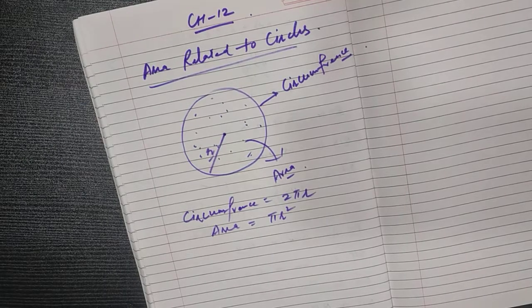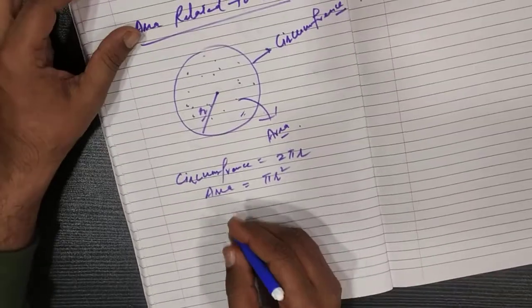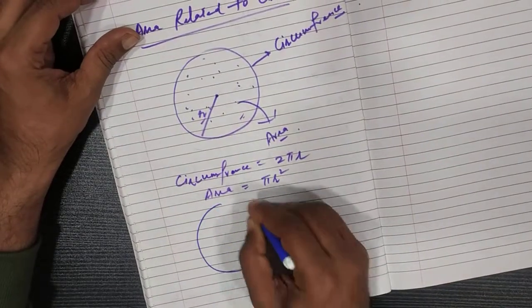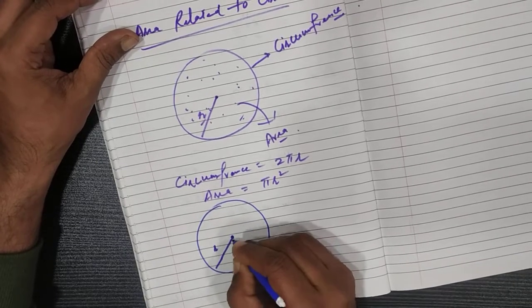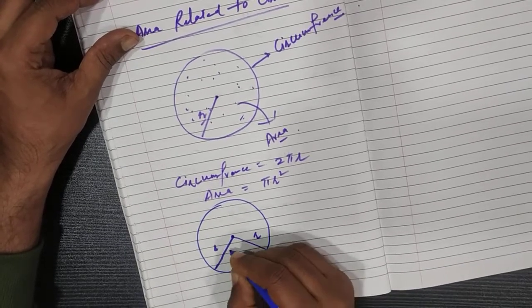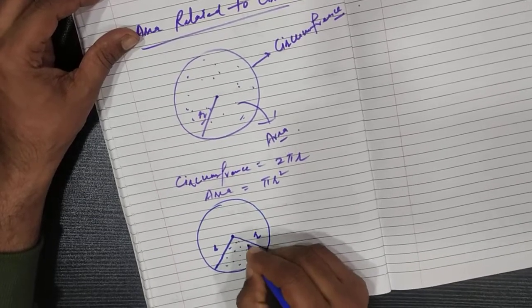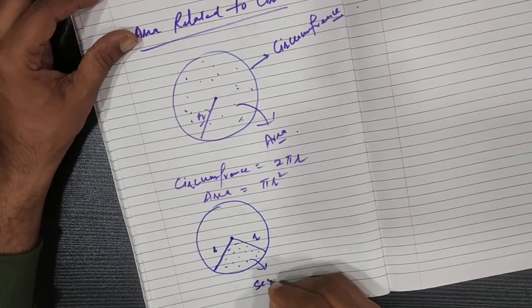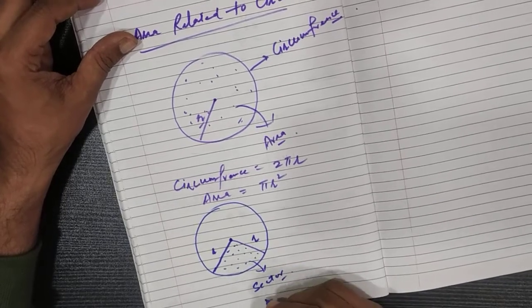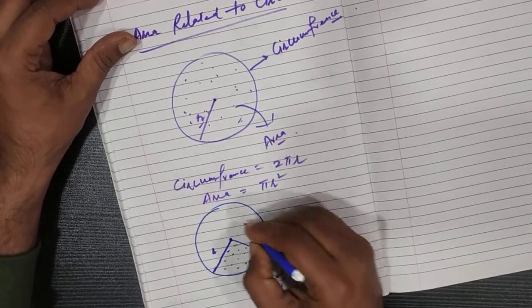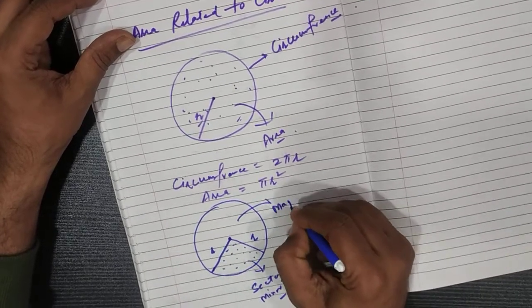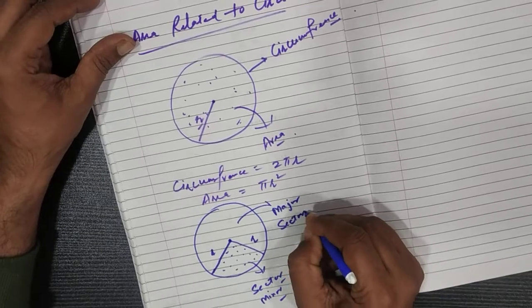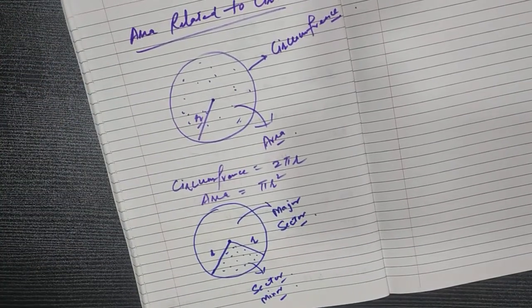Now next we are going to discuss sectors and segments. Suppose this is a circle, this is the center of the circle. I take one radius, and this another radius. So this particular part is known as the sector, and this is the minor sector, and the rest of the part except this part is known as the major sector of the circle. So this is all about the sector.